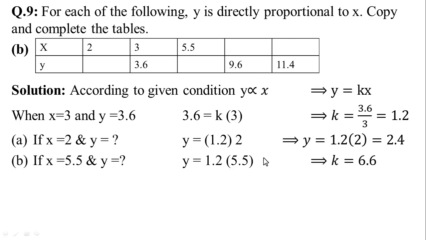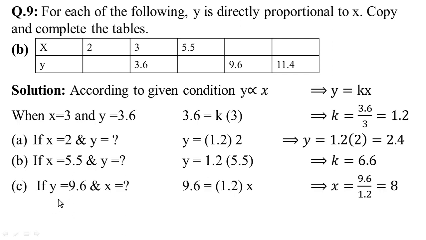Now the value of x is 5.5 and the value of y is unknown. So putting in the given relation y is equal to kx. Here y is equal to the value of k, 1.2, and x is 5.5. Multiplying 1.2 into 5.5, the answer is y is equal to 6.6.